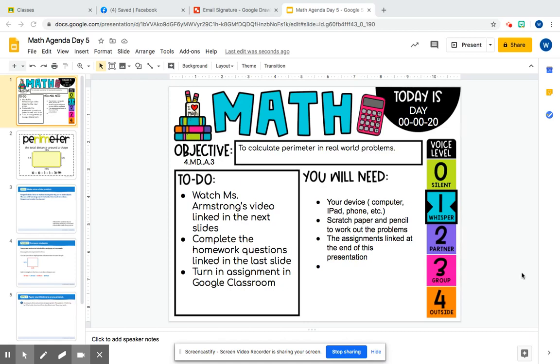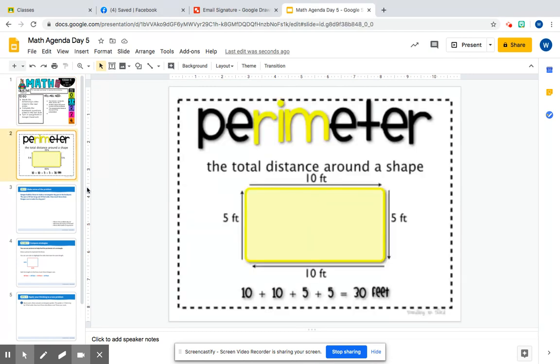This is a standard that you talked about in 4th grade, so it should be pretty familiar to you. So it should be a little bit of review. So we're going to start by looking at what perimeter actually means.